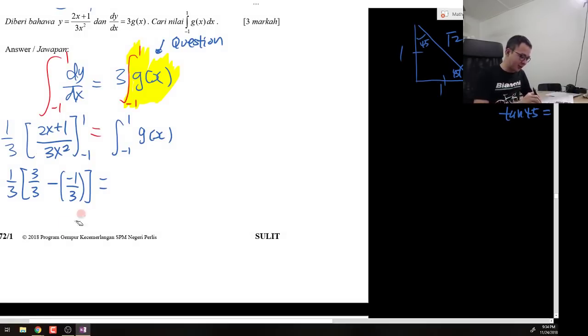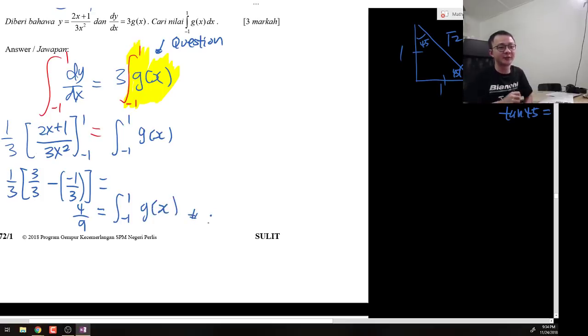Alright, so here you will get 4 over 9. Just type it in the calculator, simplify. So this is the final answer when you integrate the whole thing here.